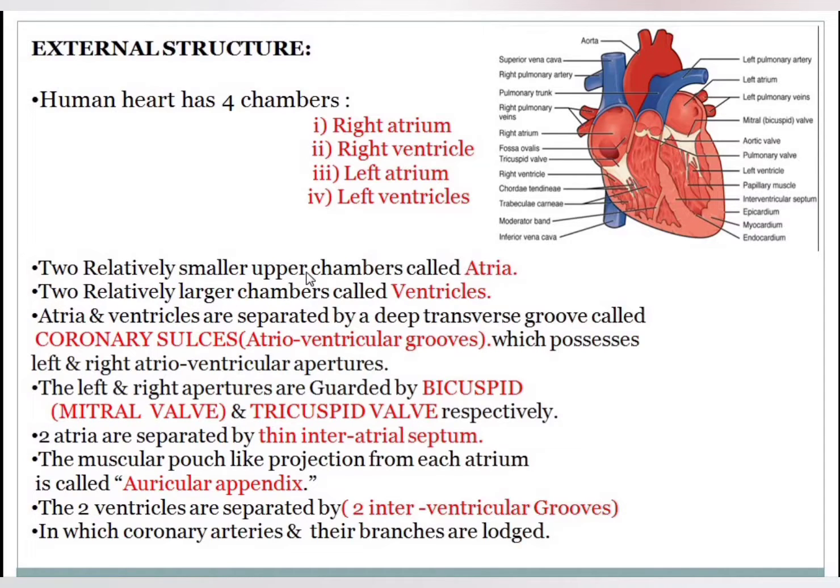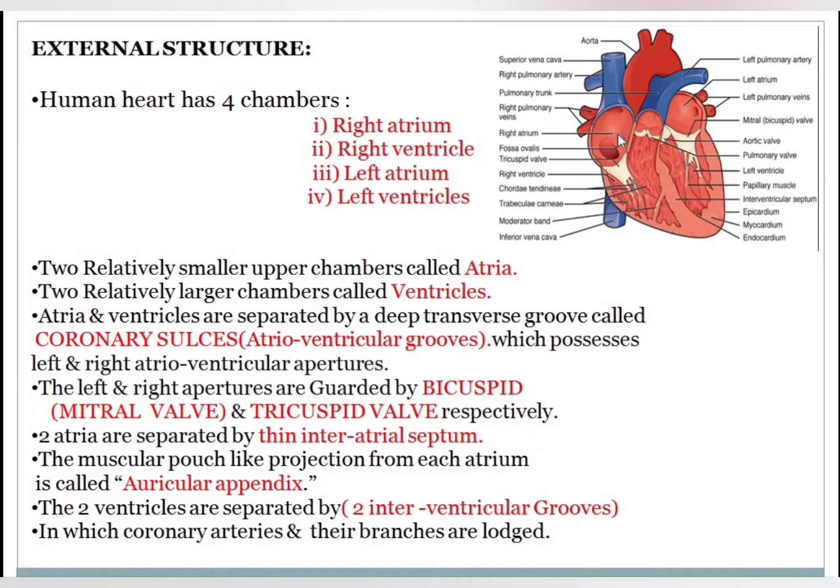These 2 ventricles are the lower and larger chambers when compared to the upper chambers. The upper chambers are small. 2 relatively small upper chambers called atria and larger chambers called ventricles.